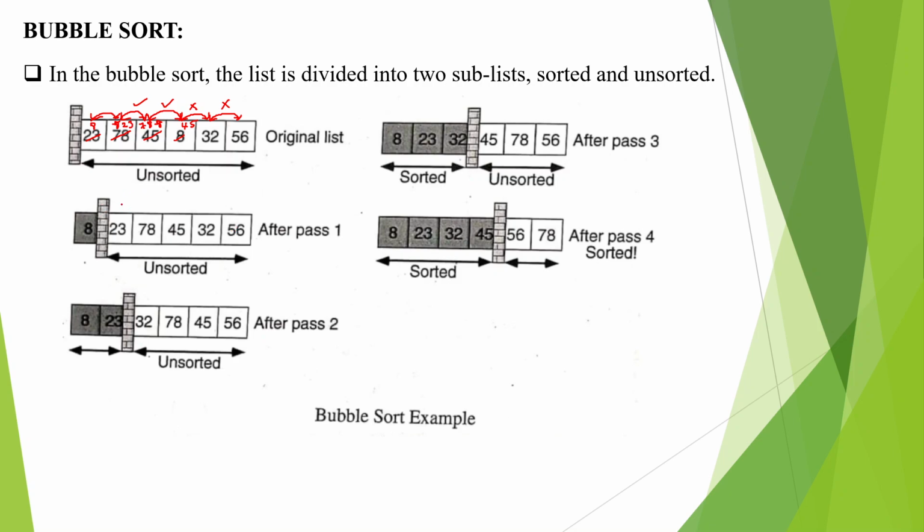Then the smallest element after pass 1, what has happened? It automatically bubbled to the top of the list. So we moved the imaginary wall one step ahead. Okay, now we work on the second pass.